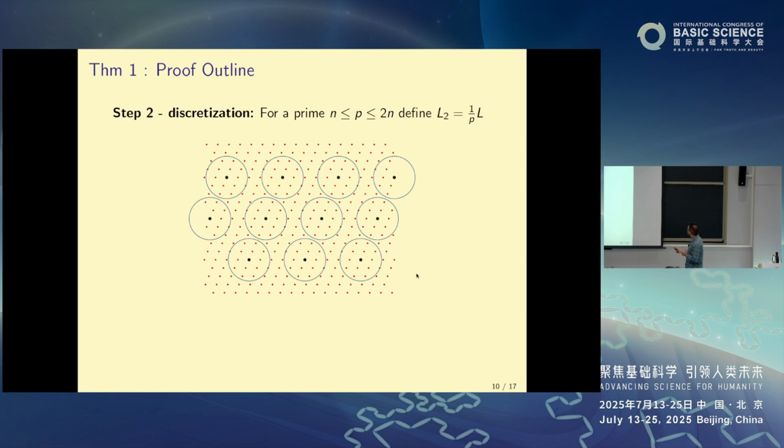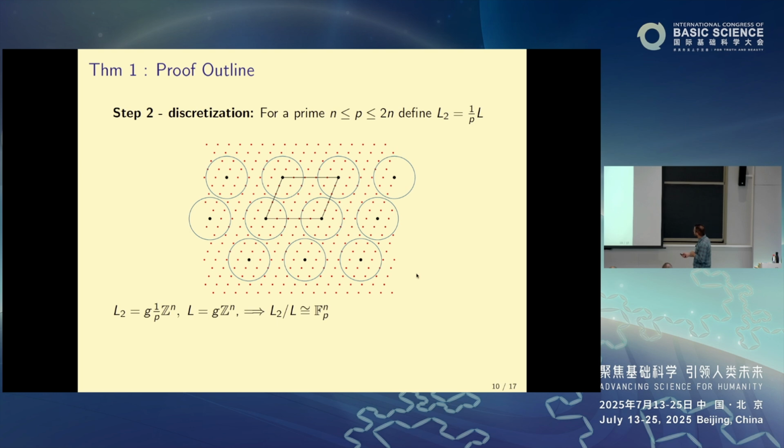We define our discrete set this way. P is a prime number, a large prime number between n and 2n. We assume n is large, and so this is an asymptotic result, right? So this prime number is also large. And we define the lattice L2 to be our original lattice scaled down by a factor of p, right? So this set of red points is our L2. This is the denser lattice. And our goal is to manipulate L such that all points in L2 will be covered initially, and then very little work will be left in order to make sure we cover the entire space.